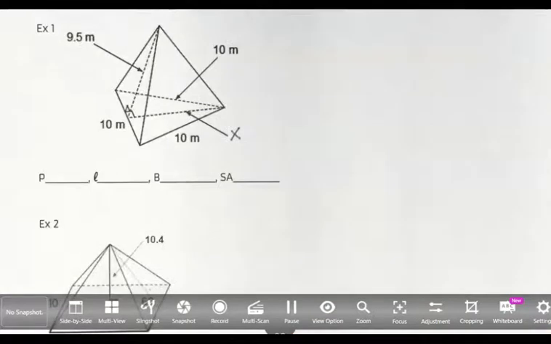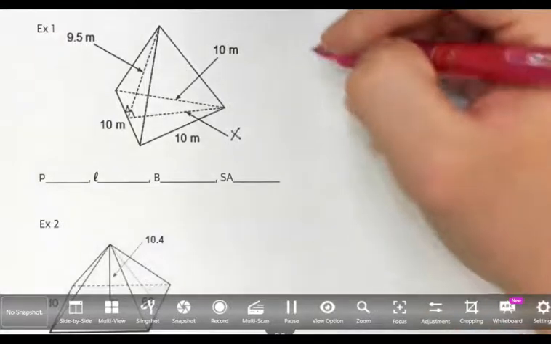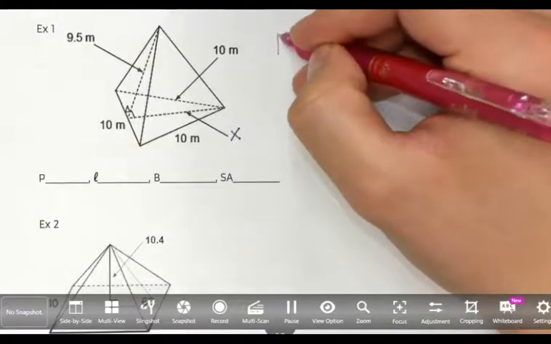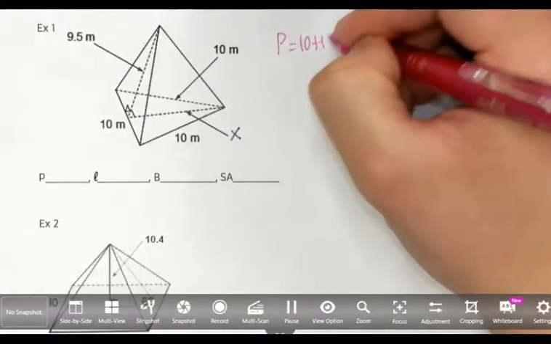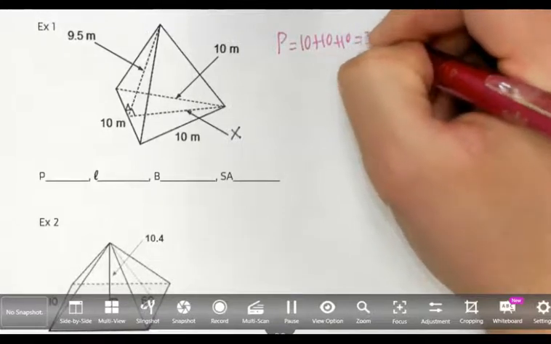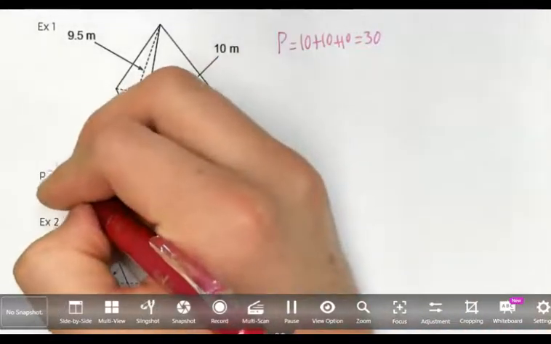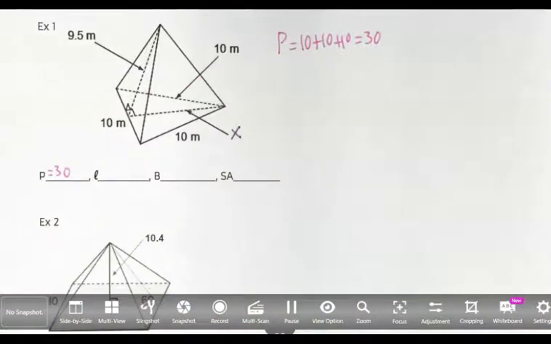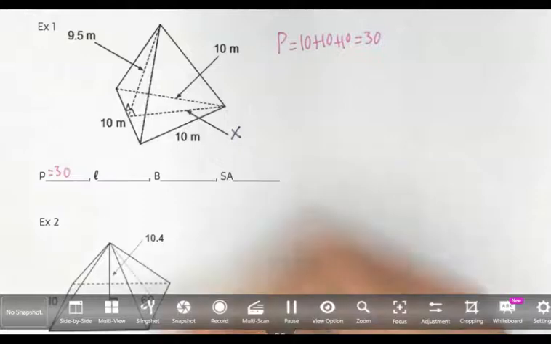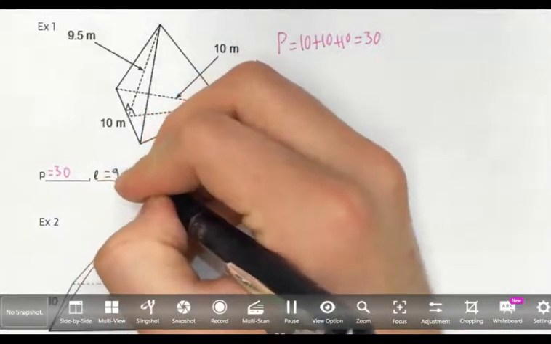And for now, we can go ahead and look at the perimeter, which we have everything that we need to find since we know that all three sides are 10 meters. So we can say that the perimeter is 10 plus 10 plus 10, which is 30. Then we can look at the slant height, L, and that has already been labeled as 9.5. We see that right there. We can go ahead and plug that in as well.